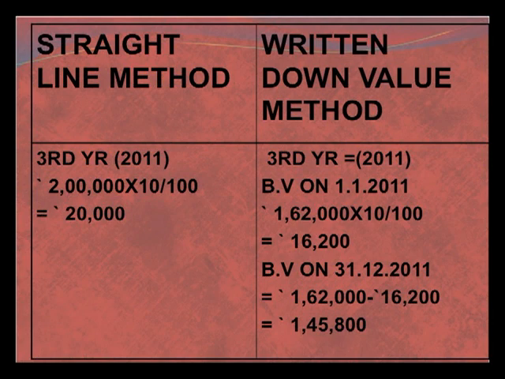1,45,800. So what we see is that the amount of depreciation under the straight line method is constant over the years, but under the written down value method we are charging the depreciation on the book value of the asset.